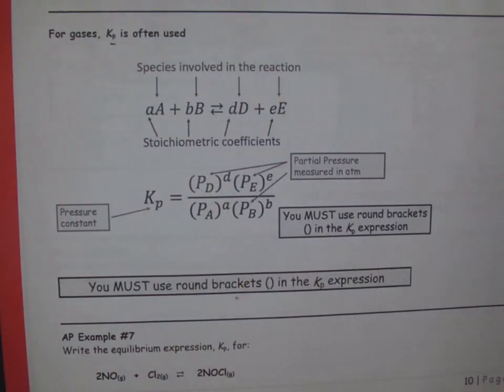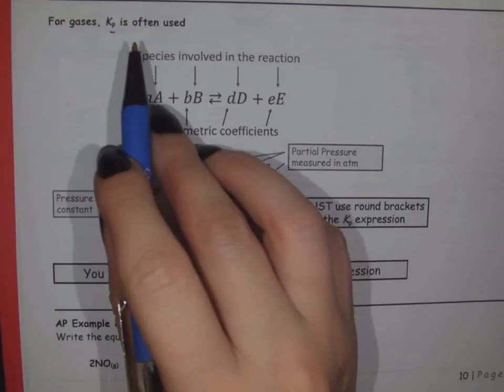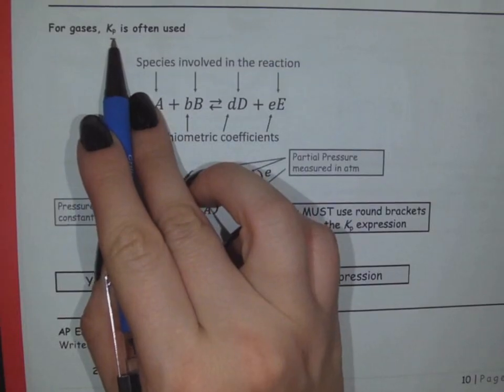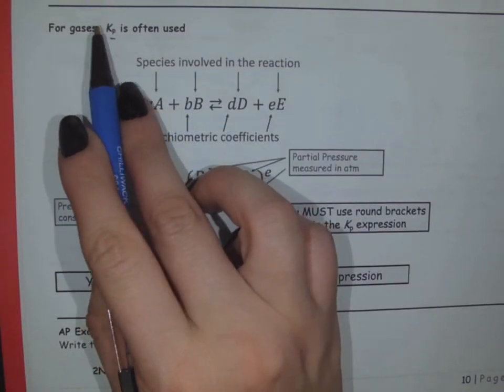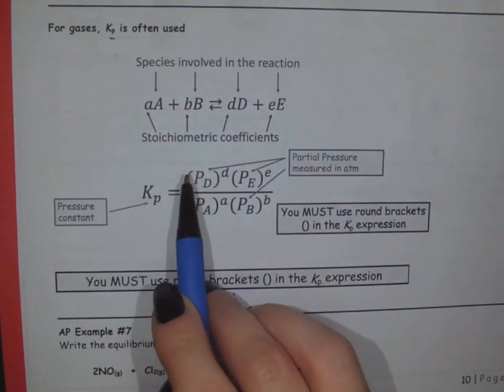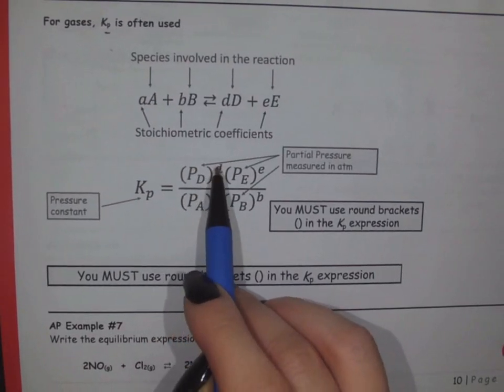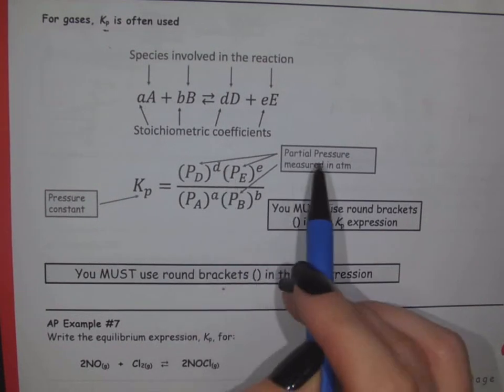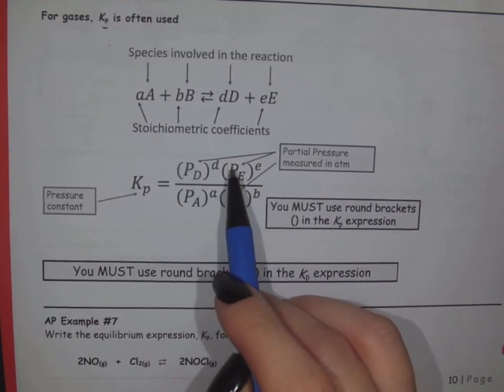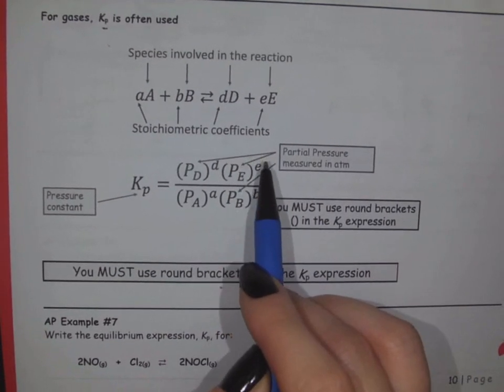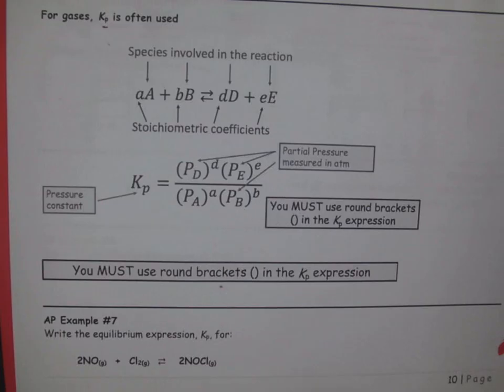Now, one thing that they're a big stickler on in the AP Chem test: if it's a KC, you use brackets for concentration, and if it's a KP, you use parentheses. So it's like the pressure of D raised to the D order, and then the pressure of E raised to that stoichiometric coefficient.